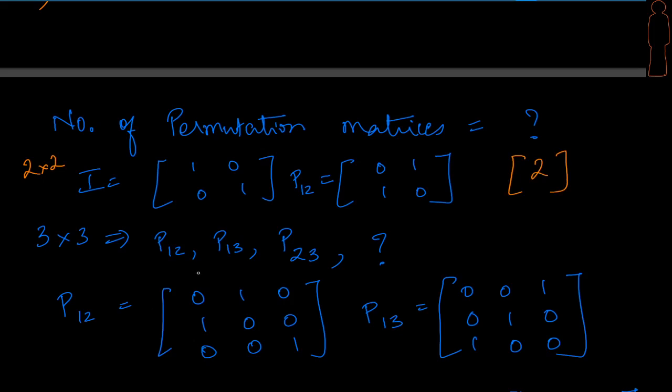So for 3 by 3, let's swap the first and second rows. Look at this here. First row goes here, second row comes here. I'll leave the third row as it is. Then I can have P13, where the third row and the first row get swapped. The second row stays the same. Then I could do P23. You can understand how to write the P23 matrix. Question is, are there more to this?